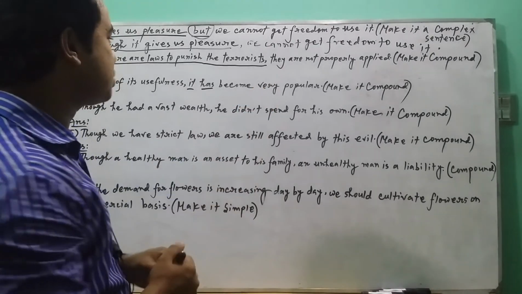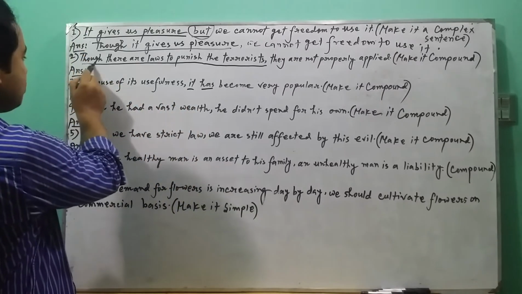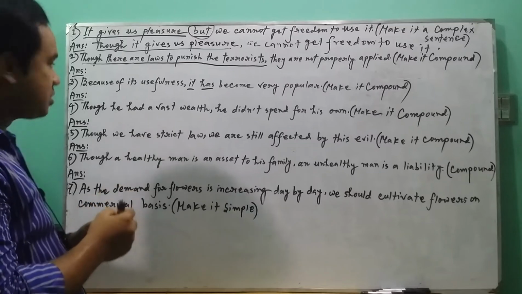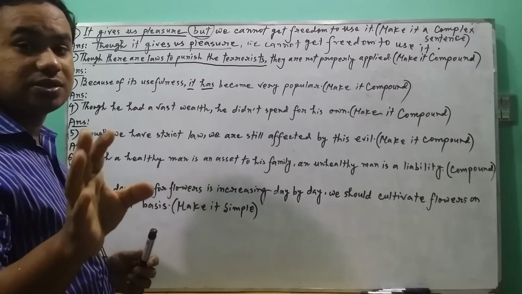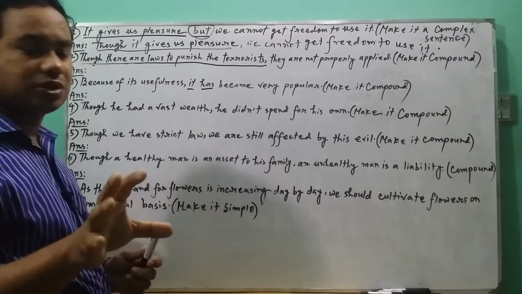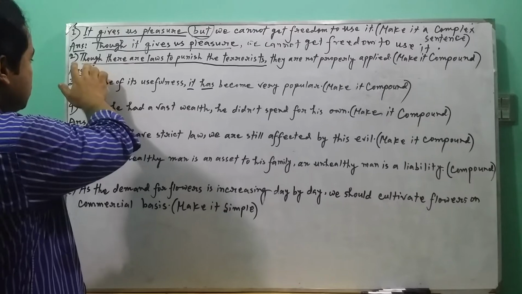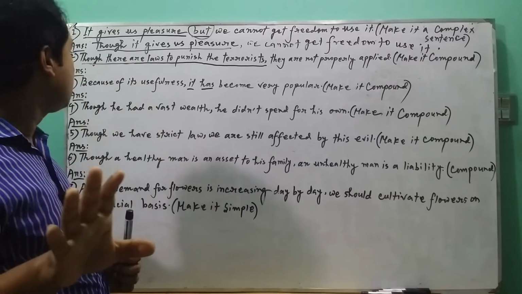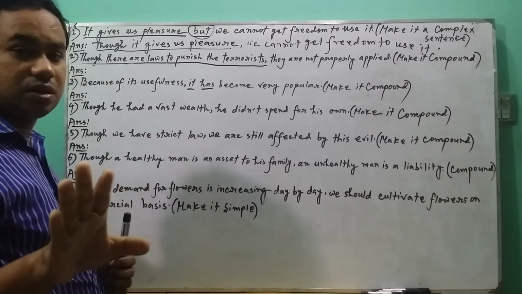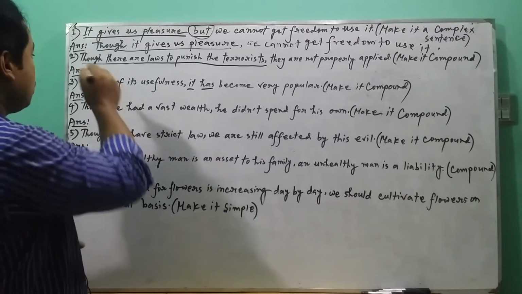We have to make it a compound sentence. So focus on the subordinate clause, and focus on the subordinating conjunction. As we are making this a compound sentence, we don't need the subordinating conjunction. So the subordinating conjunction should be left out. Although, I'm taking out though.